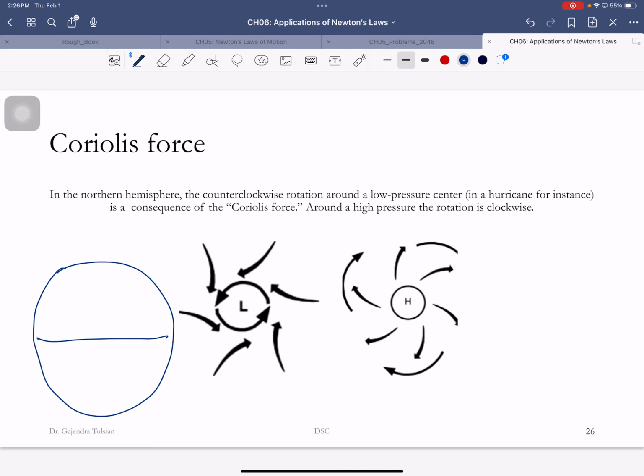Here's the Earth, here's the equator. How long does the Earth take to go around once? 24 hours. The radius of the Earth is 4,000 miles, so the circumference of the Earth is 2 pi r. That's about 6 times 4, roughly 24,000 miles. So if you're at the equator, you're traveling at 1,000 miles an hour.